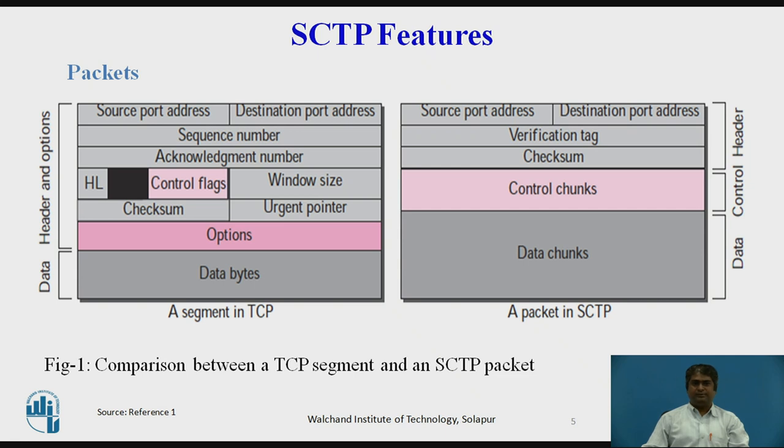Packets. In TCP, a segment carries data and control information. Data are carried as a collection of bytes. Control information is defined by 6 control flags in the header. The design of SCTP is totally different. Data are carried as data chunks, control information as control chunks.